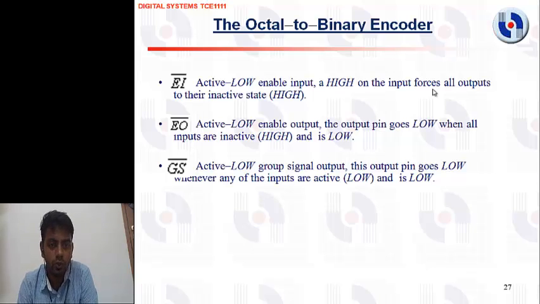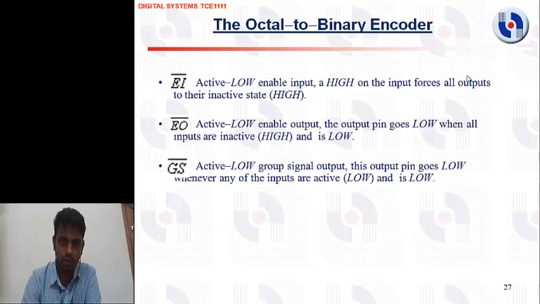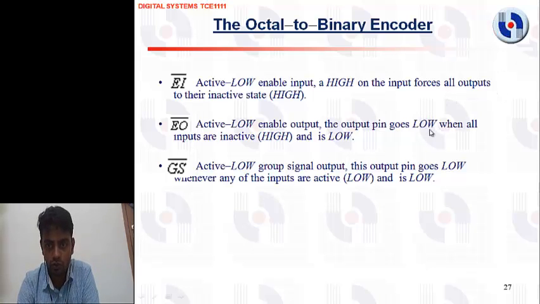Then EO means active low enable output. Active low: when low is given as an input, then the device is active and the output is activated. The output pin goes low when all inputs are inactive, high. GS is the active low group signal output. This output pin goes low whenever any of the inputs are active and low.